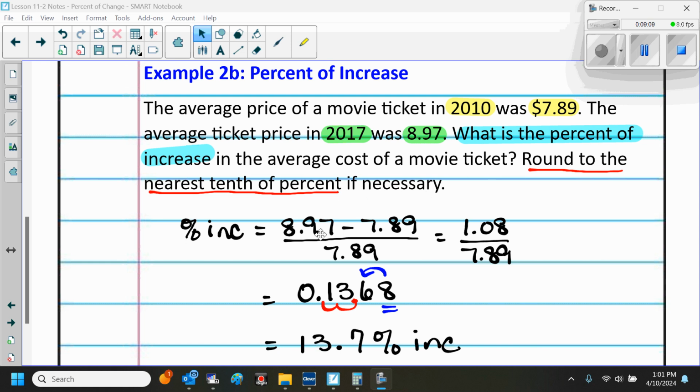So we subtract the big minus the little, divided by the original. We get the decimal. And I like to go out 4 numbers behind the decimal. So then I change the decimal to a percent. And then rounding to the nearest tenth, that's this one, we look at the 8 to tell us what to do. And that gives us a 13.7% increase.